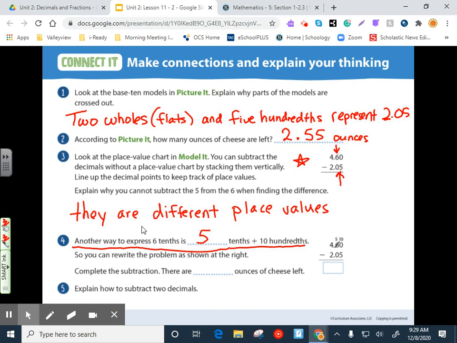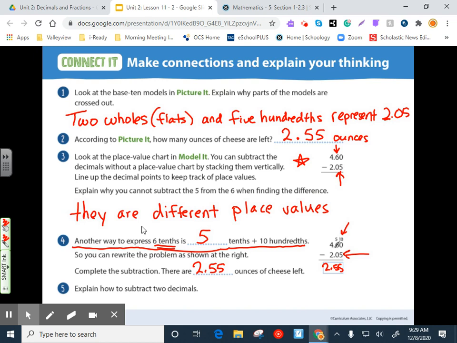There are 2.55 ounces of cheese left. Because again, you notice here we have a bigger number on the bottom. So we had to borrow from that 6 over there. And that's why that 6/10 is really changed to 5/10, plus we created that 10 hundredths right there to have something so we'd actually subtract.